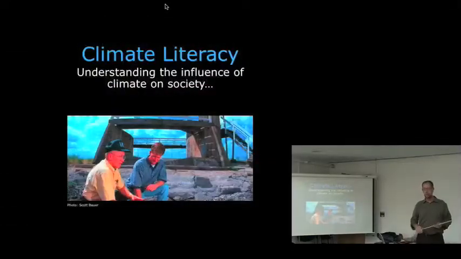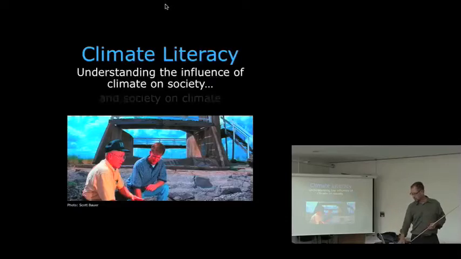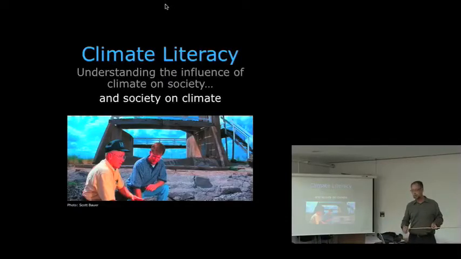How do we define climate literacy? Very simply, understanding the influence of climate on society and ecosystems, we could say, and society on climate.